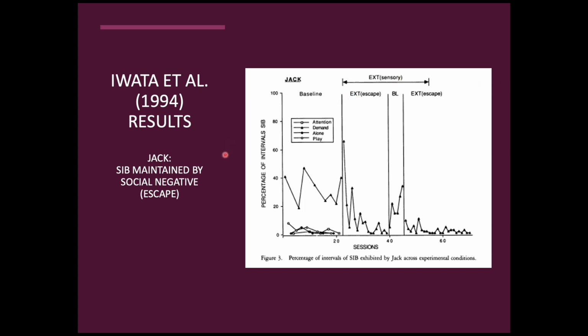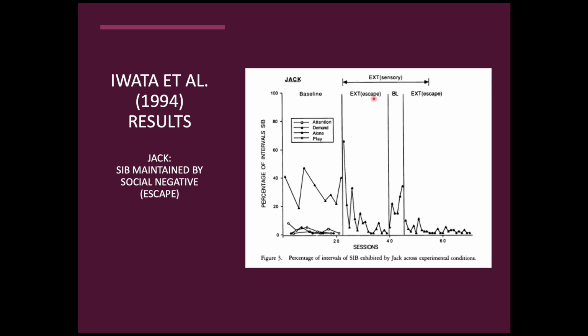Here's another participant, Jack. His problem behavior is maintained by social negative reinforcement in the form of escape. They actually implemented sensory extinction throughout, but there really wasn't an effect to that. There is only an effect when they implemented escape extinction. So here you see the functional analysis baseline, problem behavior elevated in the demand condition. So we implement escape extinction. You see that extinction burst right here, and then a gradual decrease. They go back to baseline, and then they re-implement escape extinction, and we get this low-level problem behavior.